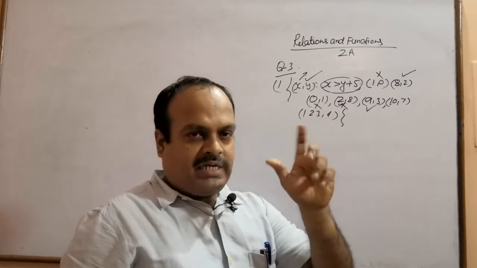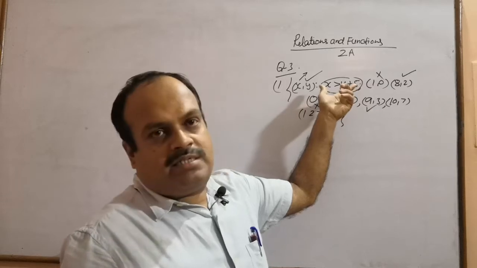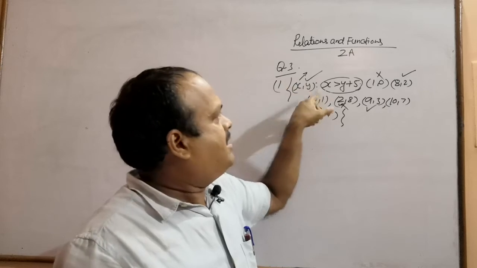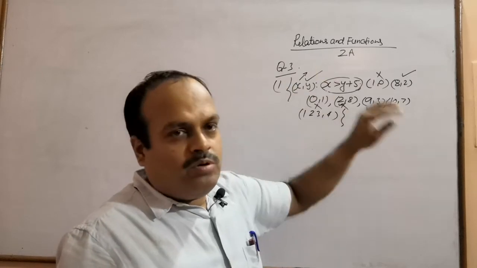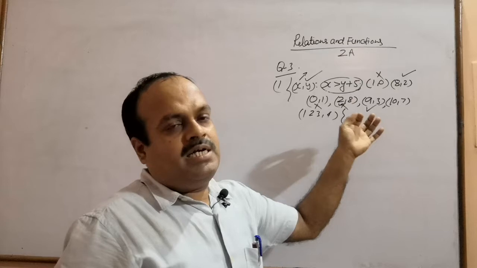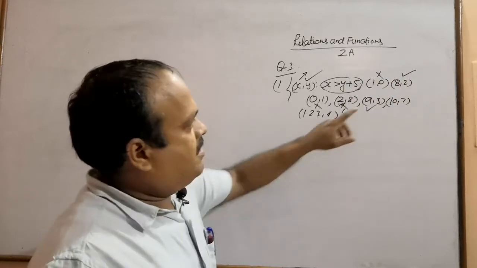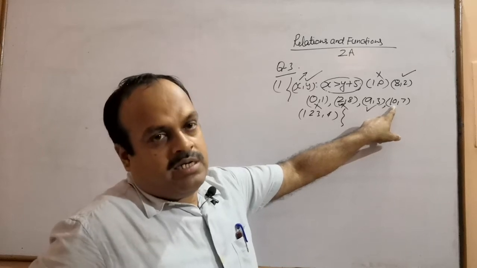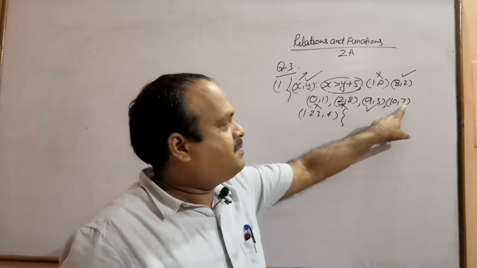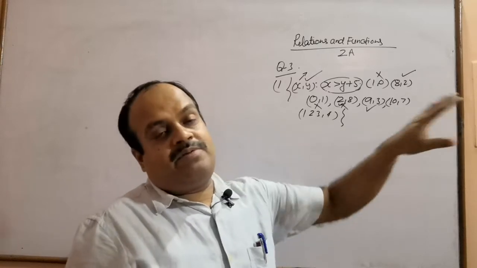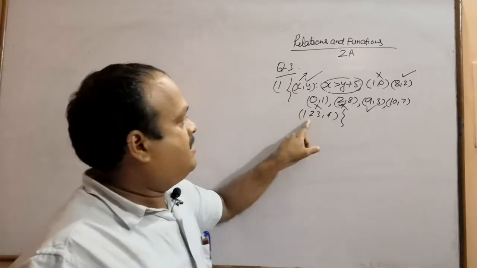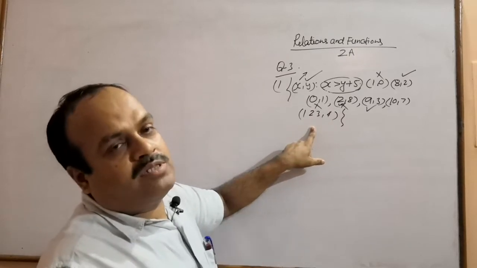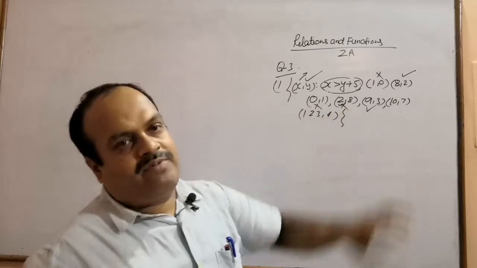I made a little mistake in explaining this, which I am correcting. The first entry of the ordered pair is more than the sum of the second entry and 5. Come to this. The first entry 10 is not more than the sum of 7 and 5, because the sum of 7 and 5 will be 12. 123, 4: 123 is definitely more than the sum of 4 and 5.